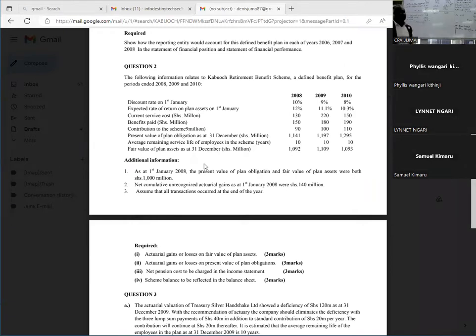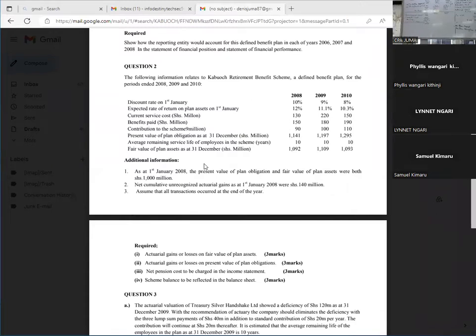I see people text 10 years. Yes, it is 10. Average remaining service life of employees in the scheme: 10 years. So divide by 10 years. So 40 divided by 10 is how much? 4. So 4 is what you will take to P&L. That is what goes to P&L.